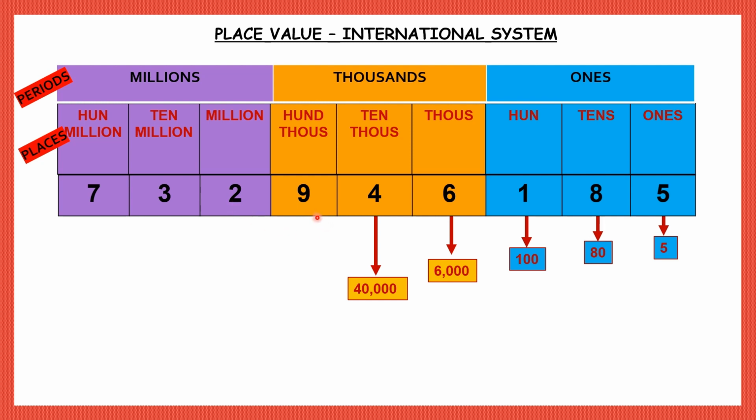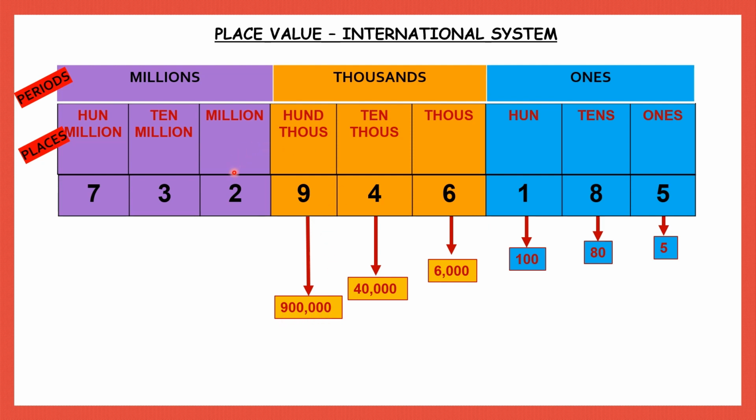Now, in the international system, what is the place value of 9? 9 is in the hundred thousands place. That means 9 into 100,000. 9 into 100,000 is 900,000. So you multiply 9 into 100, 900. 1000 will have 3 digits.